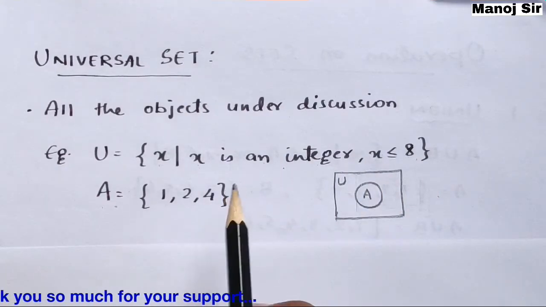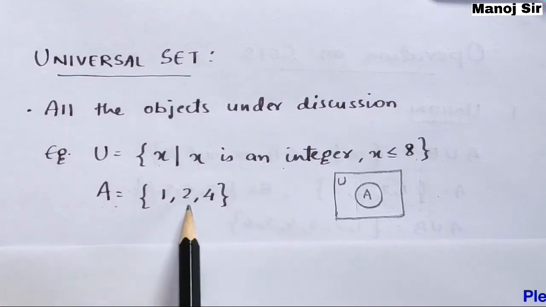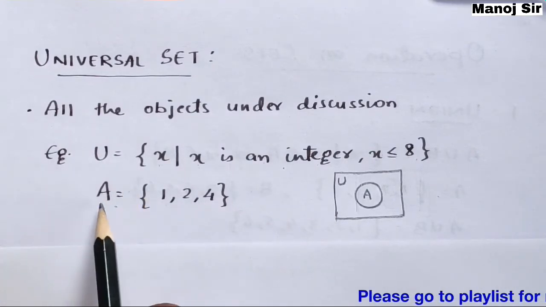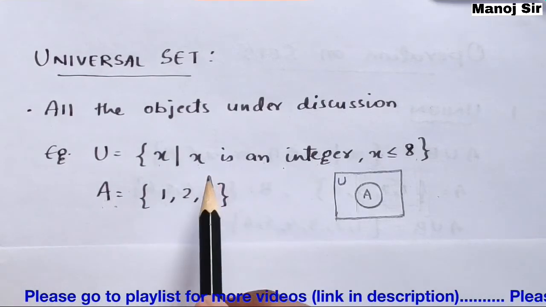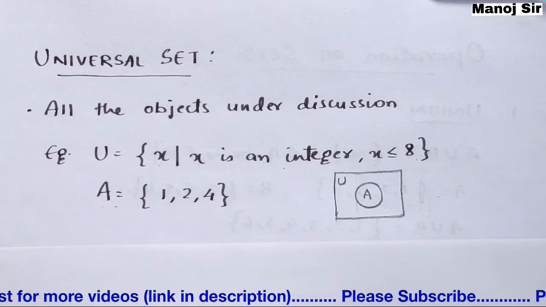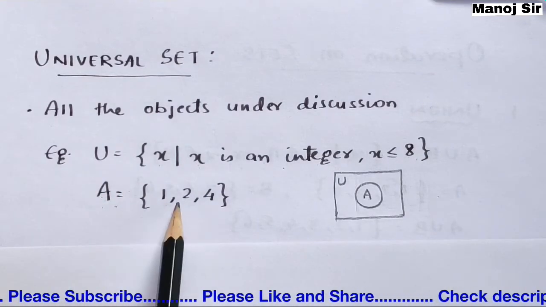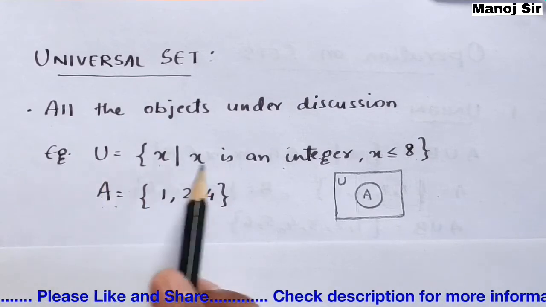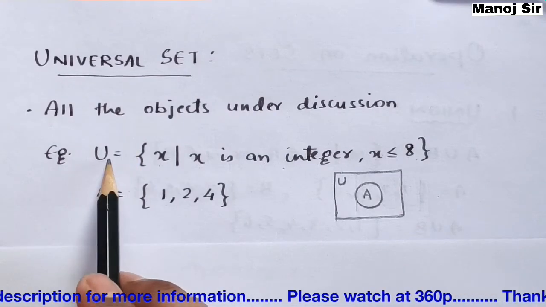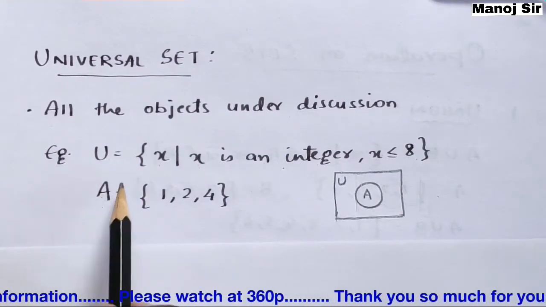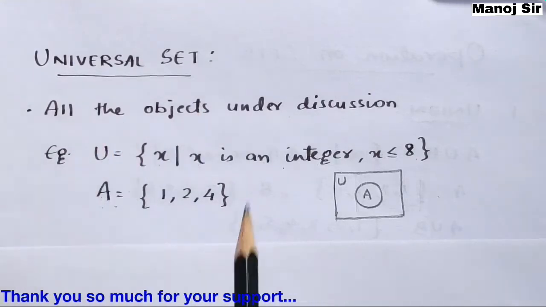And if you see, among those 8 elements you have only 3 elements, that is 1, 2 and 4, in this set A. Apart from all the values, I would add one more thing: the cardinal number of A will always be less than the cardinal number of the universal set. Then only this is correct.